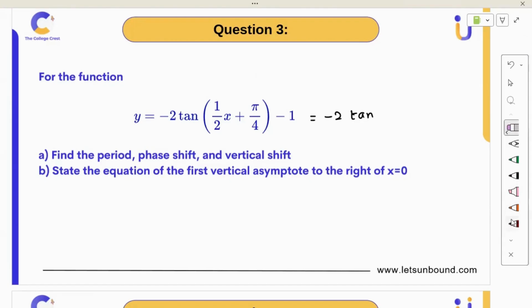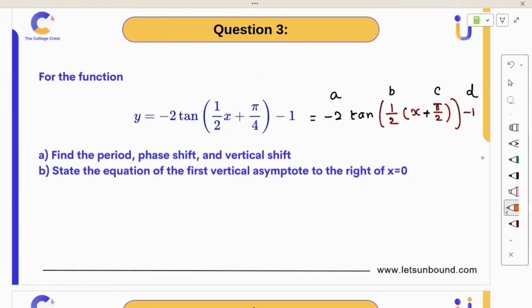Okay, so take 1 by 2 common. Whatever is before your x, you have to take it common. x minus, no, plus pi by 2, and then minus 1. Okay, this is your A. This is your B. This is your C. Actually it's plus, right? Plus, and this is your D.